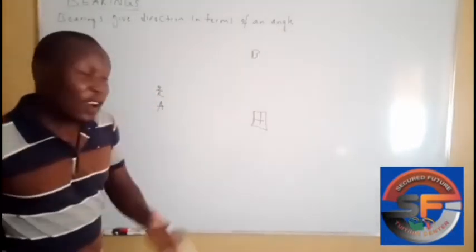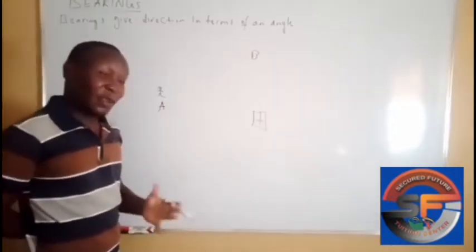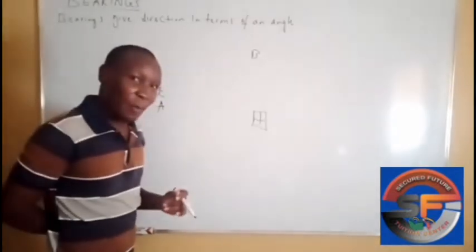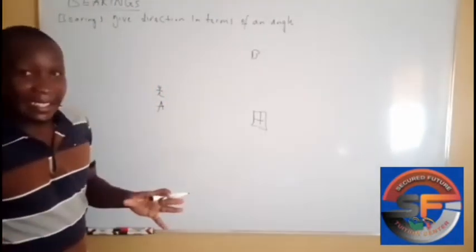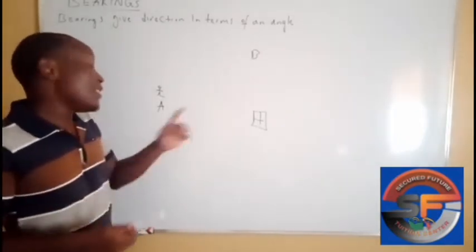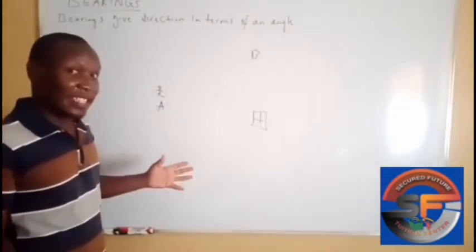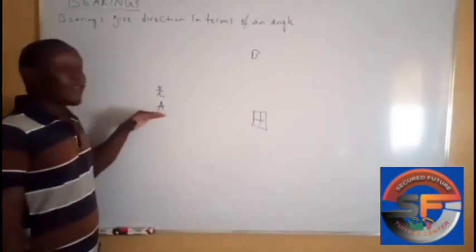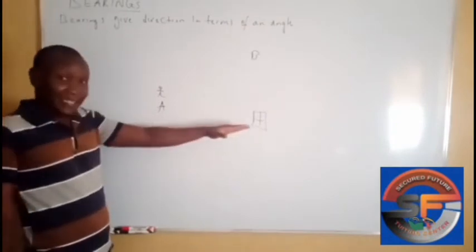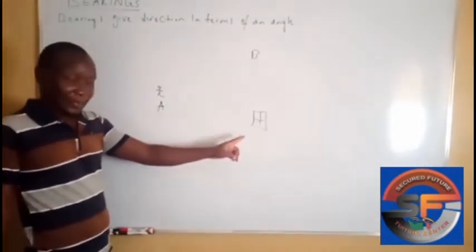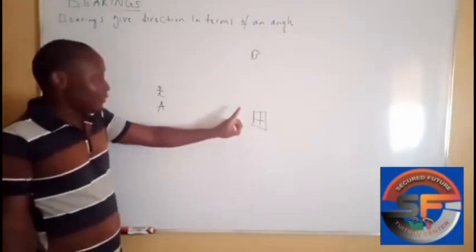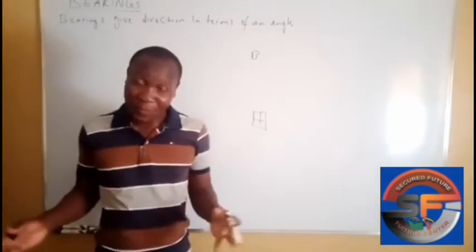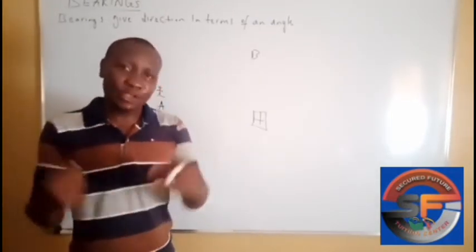John wants to move from town A to town B. Under normal circumstances, some people will give John directions. For example, maybe they'll tell John that first move from town A, go straight, then you find a building. Then turn to your left, then move straight. You find town B. So some people will give direction in that way.